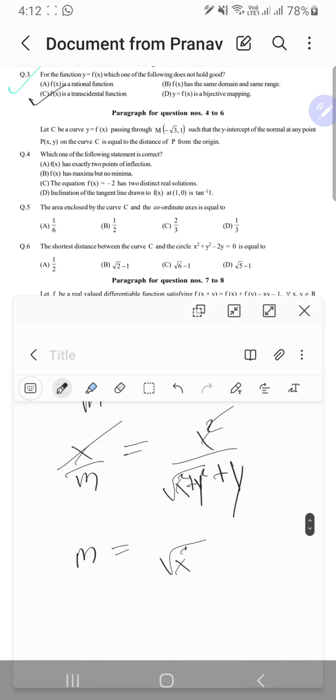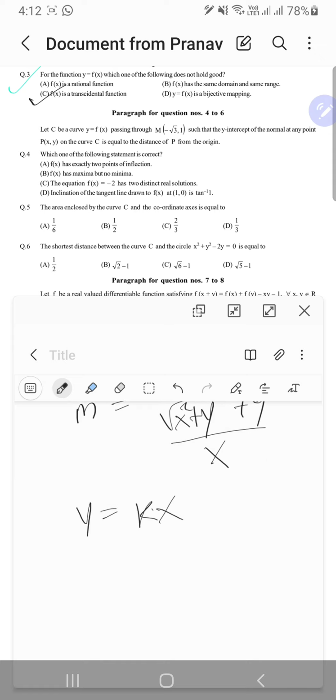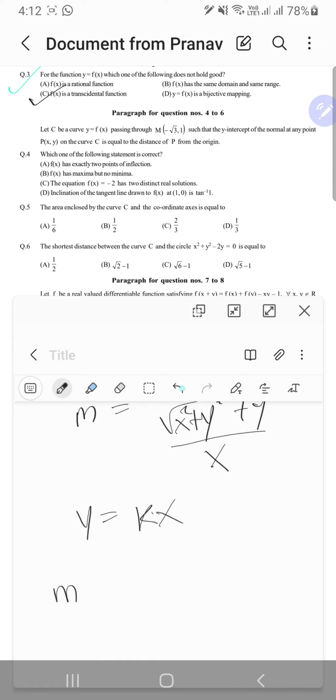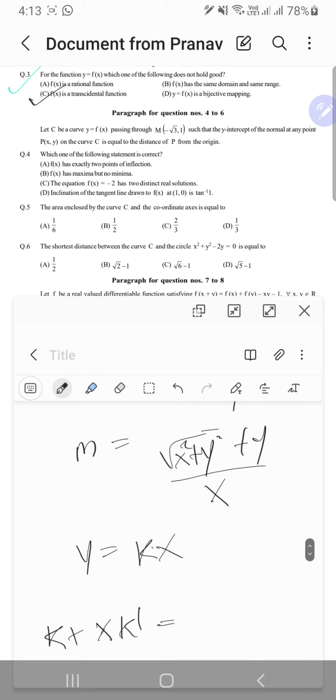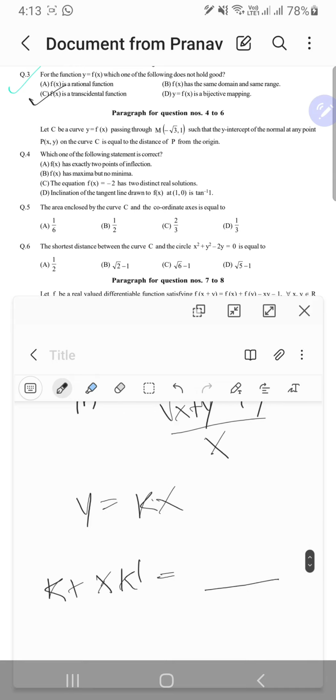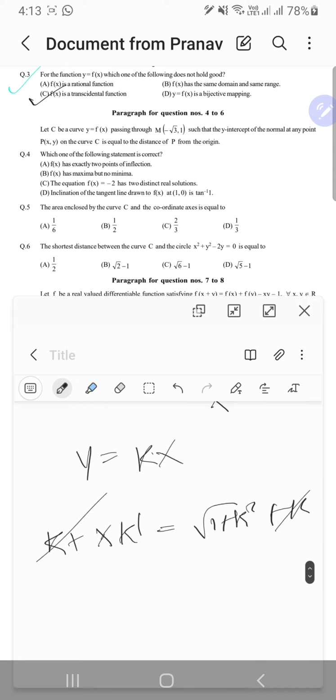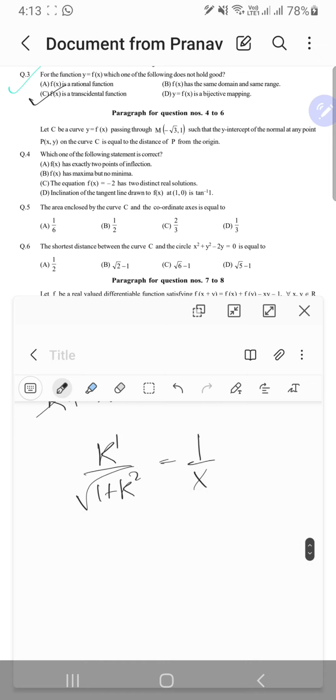Notice how this looks very much homogeneous. So maybe we can say y equal to kx, and let's see what happens after doing that. So m, that's just dy by dx. That's going to turn out to be k plus x k dash equal to, so this would be square root of 1 plus k squared plus k, I guess. Yeah, and this cancels. We just have k dash upon square root of 1 plus k squared equal to 1 upon x. Let's integrate this thing on both sides.